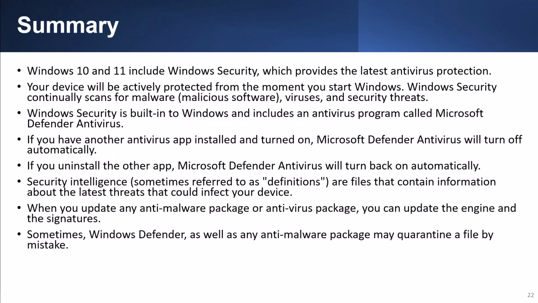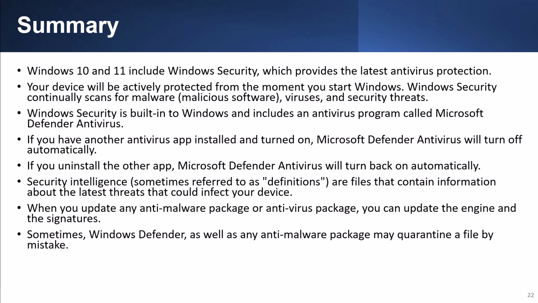In summary, Windows 10 and 11 include Windows Security, which provides the latest antivirus protection. Your device will be actively protected from the moment you start Windows. Windows Security continually scans for malware or malicious software, viruses, and security threats. Windows Security is built into Windows and includes an antivirus program called Microsoft Defender Antivirus. If you have another antivirus app installed and turned on, Microsoft Defender Antivirus will turn off automatically. If you uninstall the other app, Microsoft Defender Antivirus will turn back on automatically.